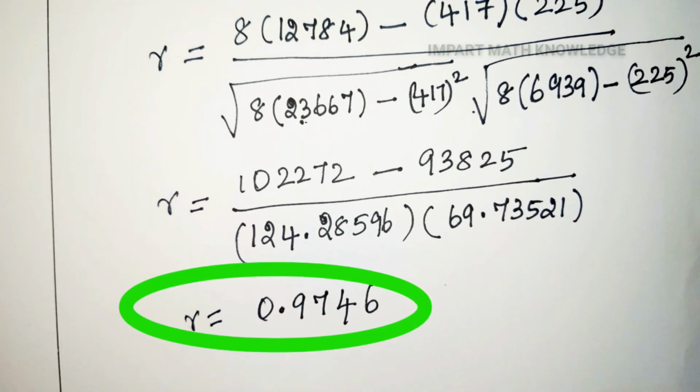r is equal to 0.9746. I clearly explained the definition of correlation, types of correlation, properties of correlation. Along with it, I discussed Karl Pearson's coefficient of correlation. Hope you all understand.